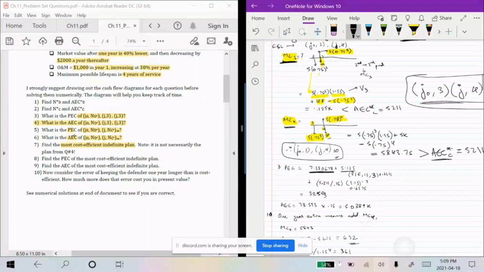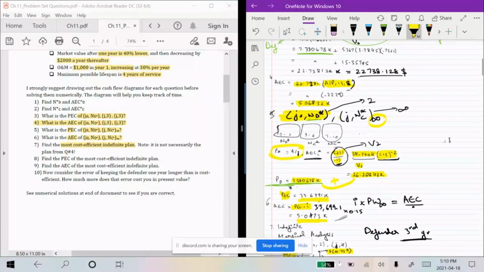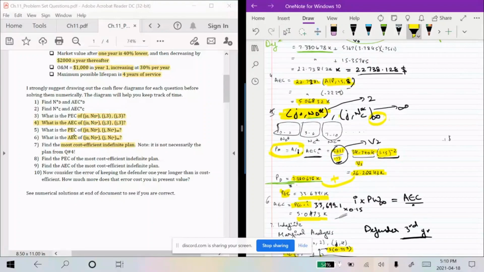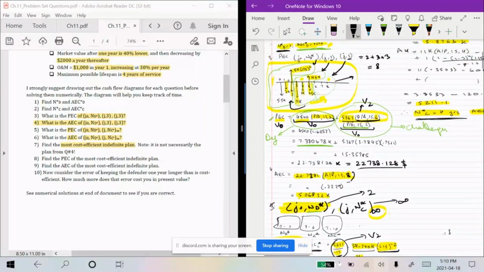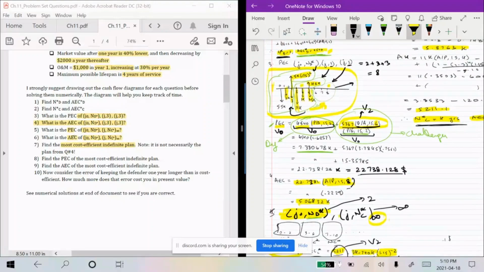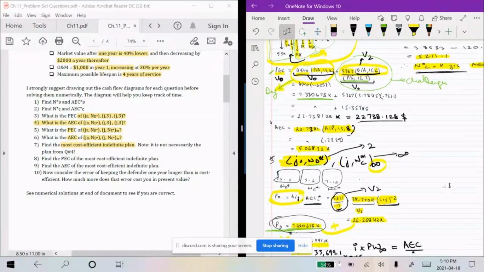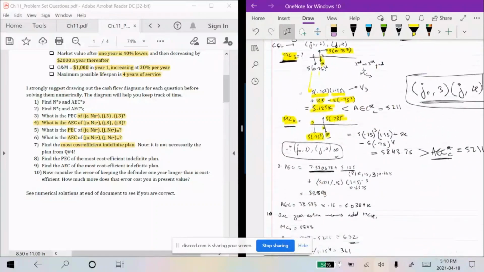This one, 5.125K. This is the cost of keeping the Defender for the third year, and the cost of keeping the Defender for the first 2 years is what we did up here. Right here, present worth of the Defender is this. And here, again, I copied it from here. This one. Oh my God, I'm drawing so much. Okay. This, the present worth of the Defender after 2 years, that's what we're using again here.